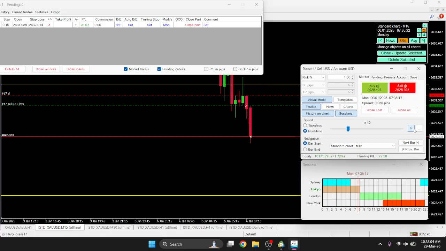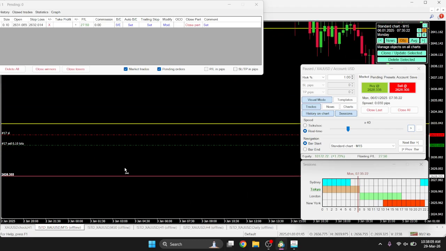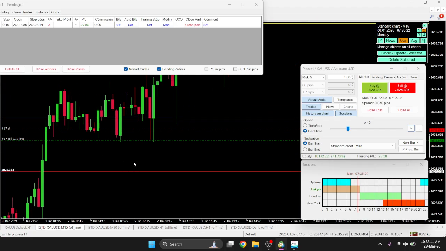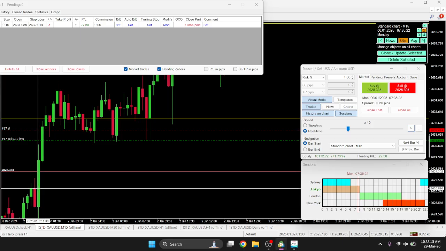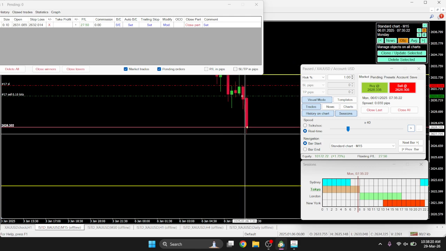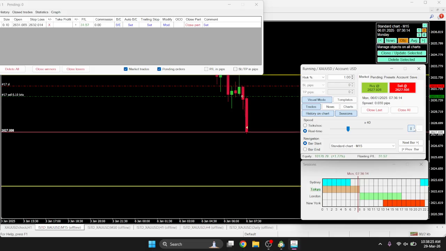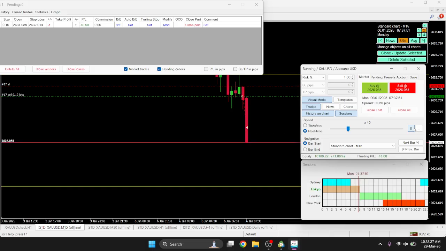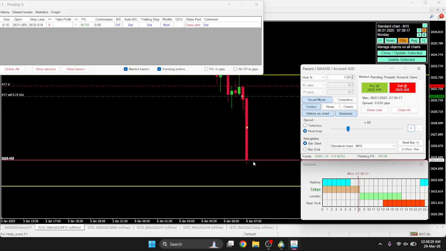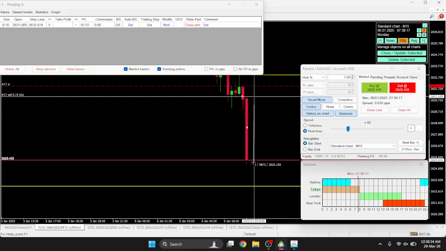So 15 minutes is getting rejection from this point. On the left side, is there any rejection? No, there is no rejection. Maybe the market can get rejection from 26.80. The market is moving down. Wow, look at how the candle is moving. Already 59 pips, 56 pips.